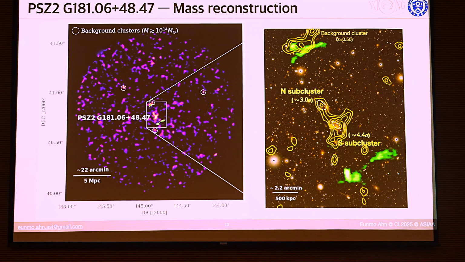composed of two subclusters, one in the north and the other in the south. And the physical separation between those two subclusters is about 500 kiloparsec, which is much smaller than the relic separation. And again, this indicates that this cluster is in a late phase of the merger.